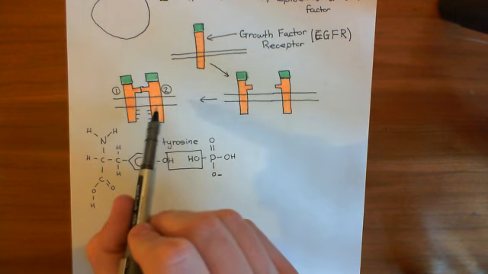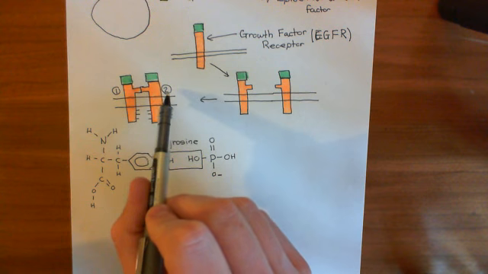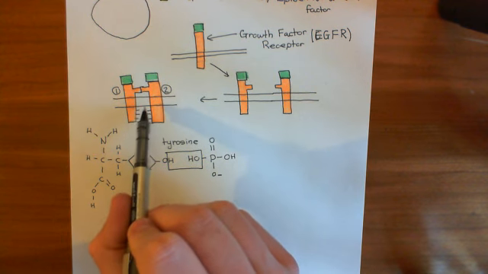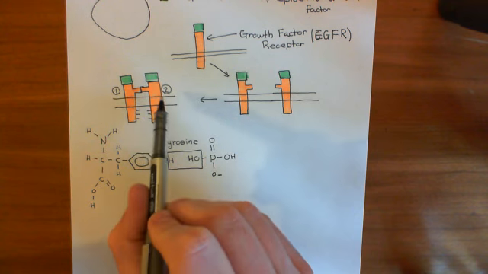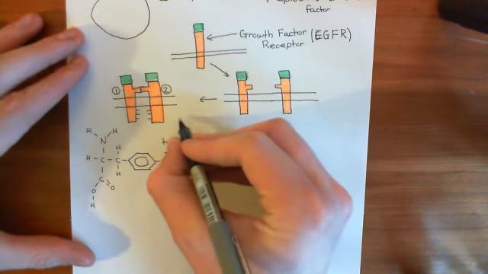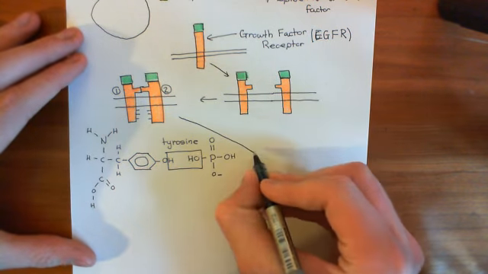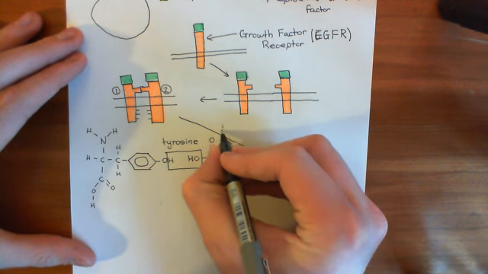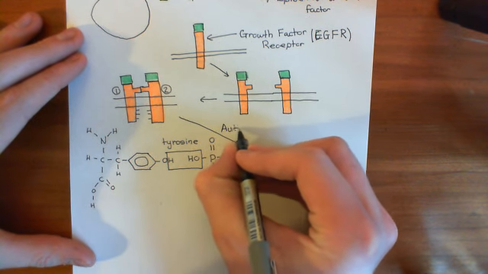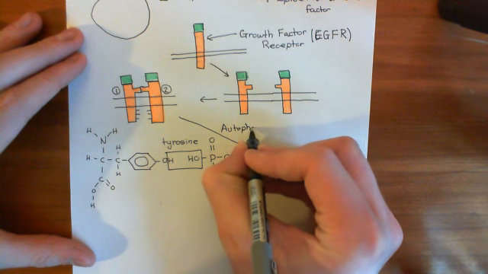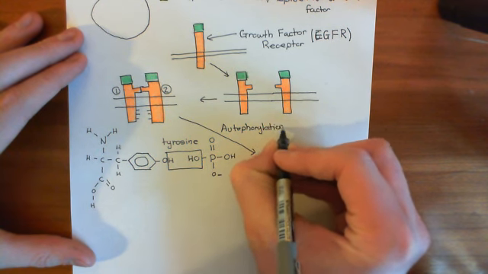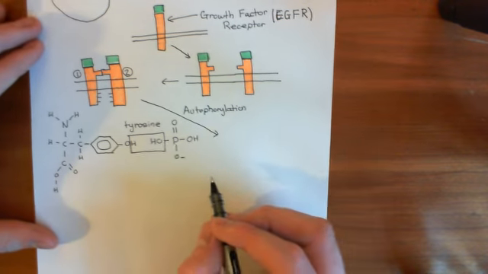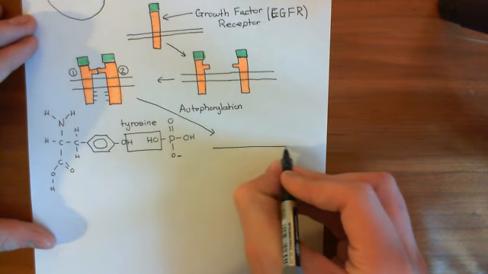And growth factor receptor 1 will reciprocate for growth factor receptor 2, i.e. it will phosphorylate the tyrosine residues on the intracellular domain of growth factor receptor 2. And that process is known as autophosphorylation. Okay, autophosphorylation. And basically, once the tyrosine residues have been phosphorylated, the growth factor receptor dimer is now ready to recruit downstream signaling pathways.